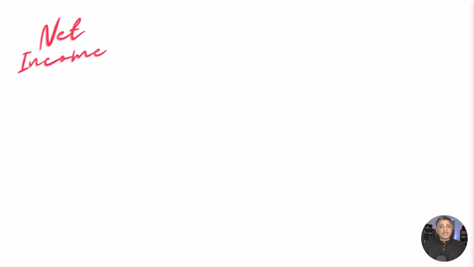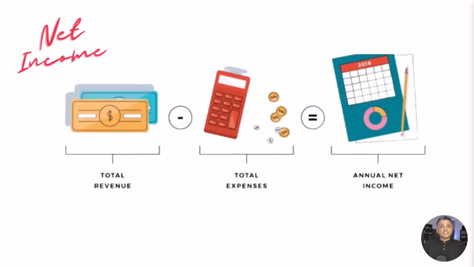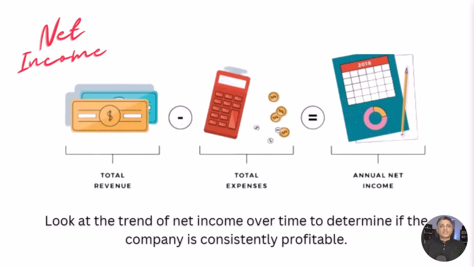Fifth, analyze net income. The net income is the difference between a company's revenue and expenses. This section is typically located at the bottom of the income statement. Look at the trend of net income over time and determine if the company is consistently profitable. Additionally, compare the company's net income to industry benchmarks to see how it stacks up against the competitors.